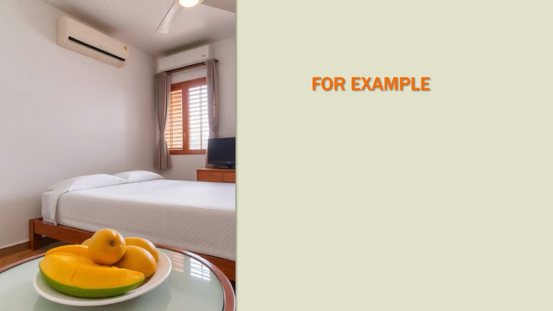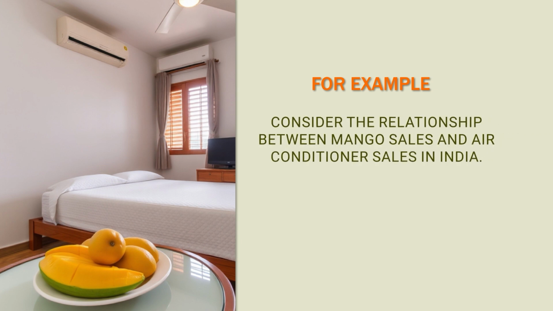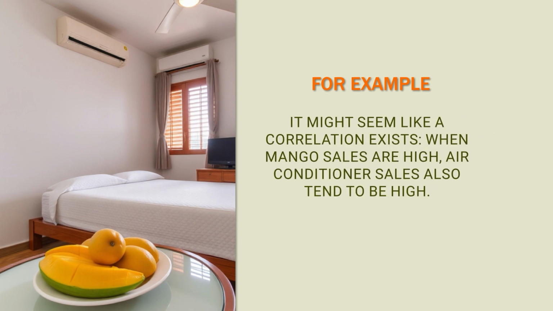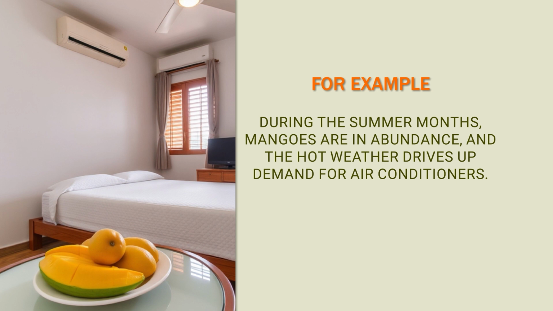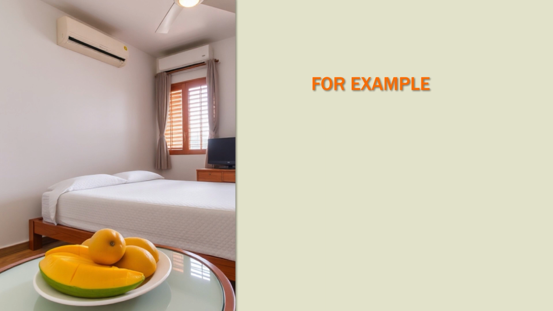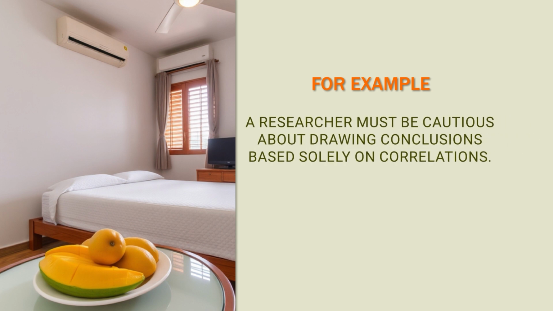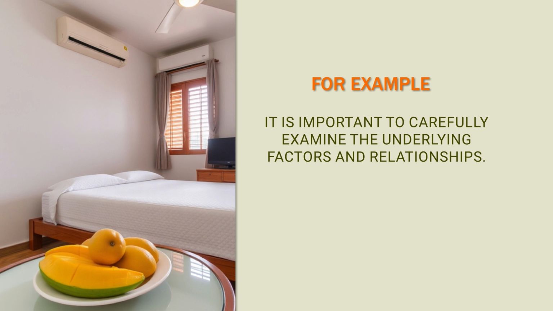For example, consider the relationship between mango sales and air conditioner sales in India. It might seem like a correlation exists. When mango sales are high, air conditioner sales also tend to be high. However, the underlying reason is likely the summer season. During the summer months, mangoes are in abundance and the hot weather drives up demand for air conditioners. So, a researcher must be cautious about drawing conclusions based solely on the values of the correlations. It is important to carefully examine the underlying factors and relationships.